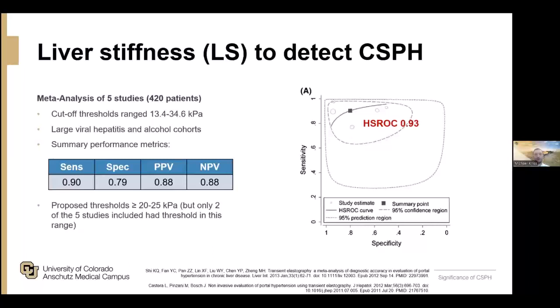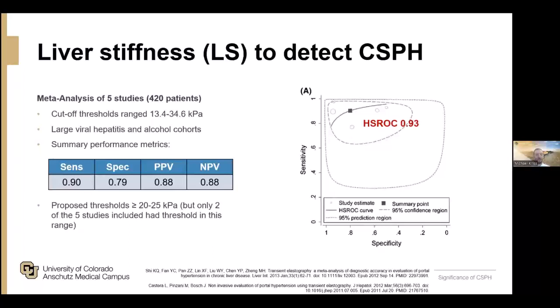And if you look to the right, what is shown there, each open circle is the study estimate for sensitivity and specificity. And from that, they were able to aggregate a receiver operator curve. And you can see that if you look at what's the equivalent of the area under the receiver operator curve to detect clinically significant portal hypertension in these studies, that performance was 0.93. So that's really bordering on what would otherwise be considered a gold standard.